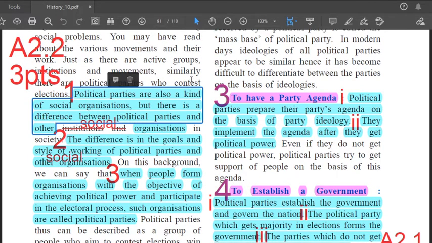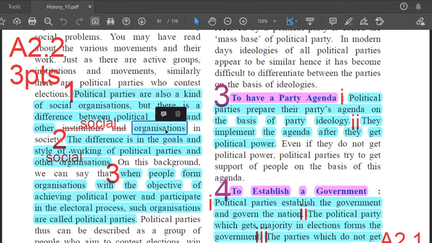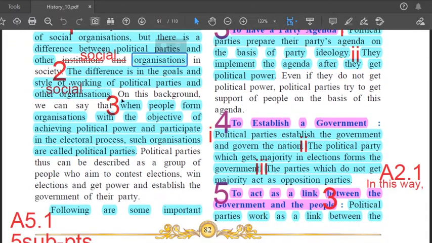First point, political parties are also a kind of social organizations. But there is a difference between political parties and other. Please cancel institutions and. In place of institutions and, you're going to write social. Okay, so I continue reading the point. Is a difference between political parties and other social organizations. Till here. That's your first point.